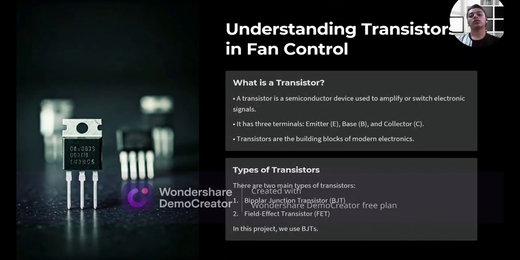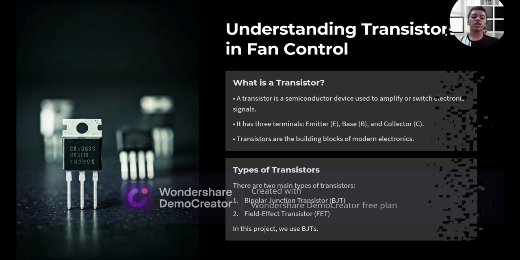Now, third one is a transistor. So, what is a transistor? A transistor is a semiconductor device used to amplify or switch electronic signals. It has three terminals: emitter, base, and collector. Transistors are the building blocks of modern electronics. There are two types of transistor. First is the bipolar junction transistor, or BJT. And second one is the field effect transistor, or FET. In this project, we use a BJT transistor.